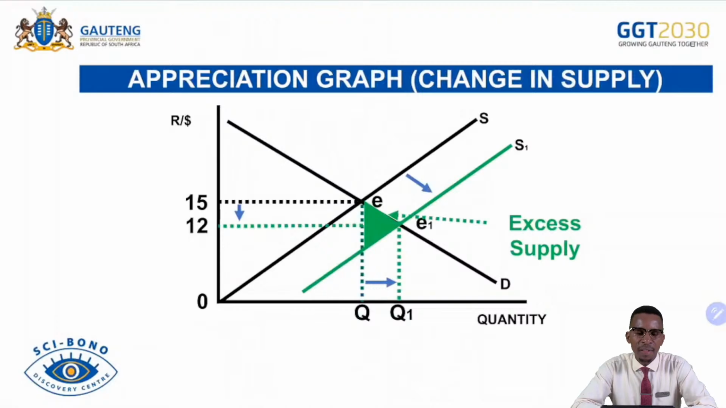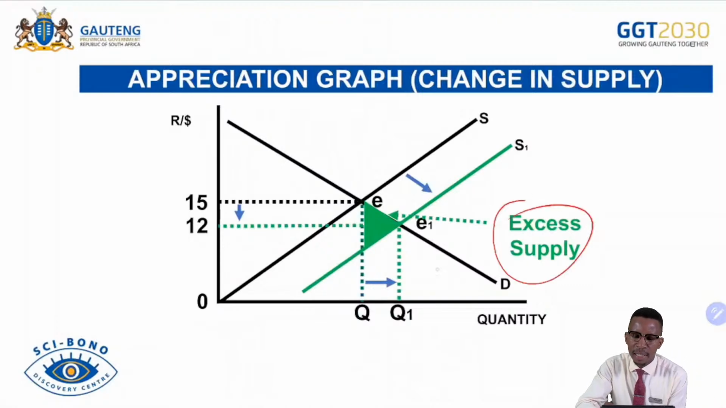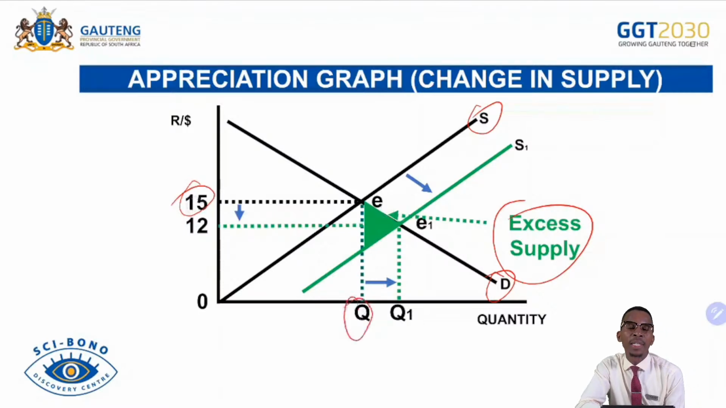So this is the graph that indicates appreciation of the currency. Let's check. There must be excess supply. In this case, we have the original supply curve and the original demand curve, and at the original point we have 15 rand to the dollar. The quantity is the quantity supplied and demanded at the equilibrium point.